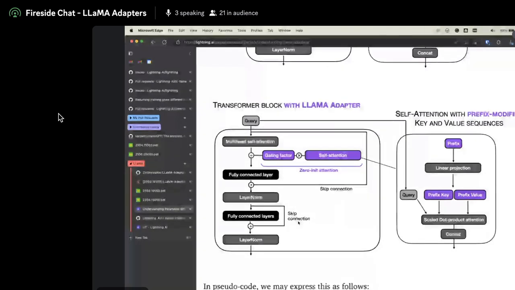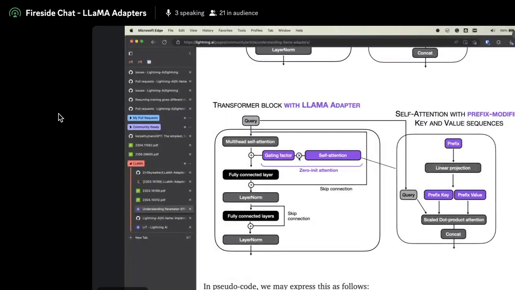And then we add a zero initiated gating function. It means that in the beginning stage, we didn't add any extra perturbations over the large language model. The loss is very small. And during the training process, the zero gating will increase gradually to incorporate extra knowledge, like instruction tuning knowledge. So basically, that's the design principle of LLaMA adapter.